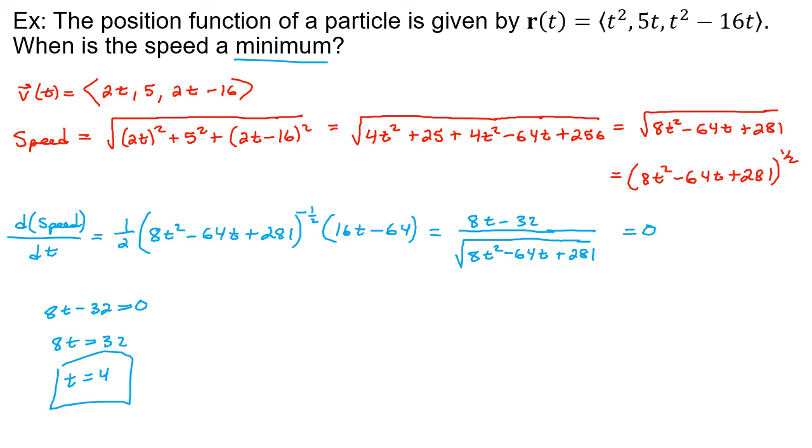So if you want to go one more step and say, what would that speed actually be? You can find the speed just by plugging that back into the speed function. And so the actual speed when t equals 4 is the square root of 8 times 4 squared minus 64 times 4 plus 281. That comes out to be the square root of 153, or a little bit more than 12. So whatever the speed's measured in, whether it's in miles per hour, feet per second, whatever.